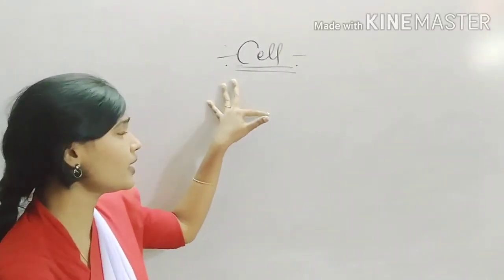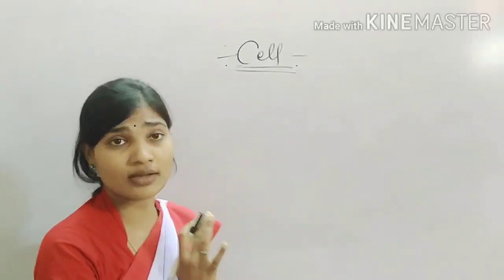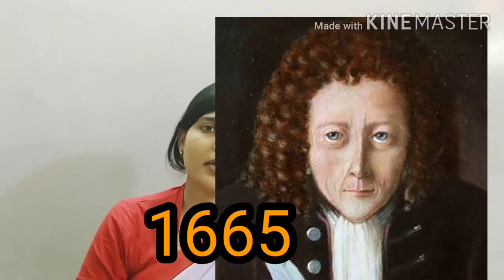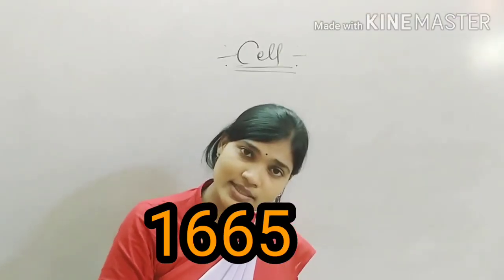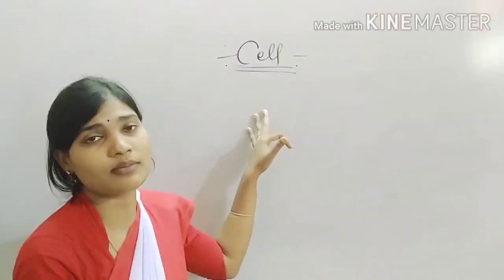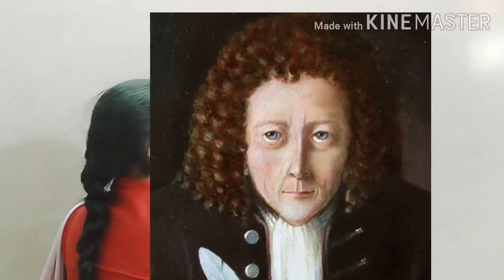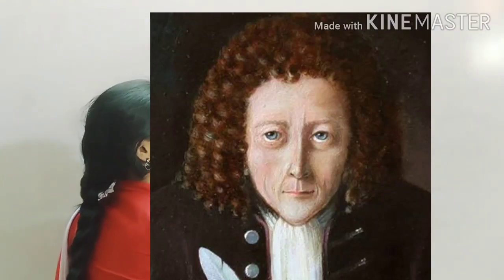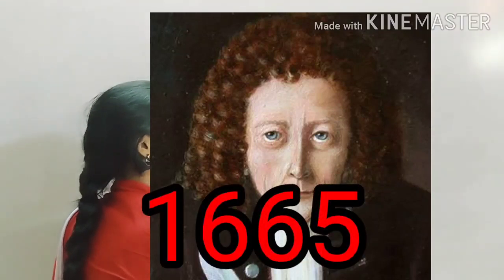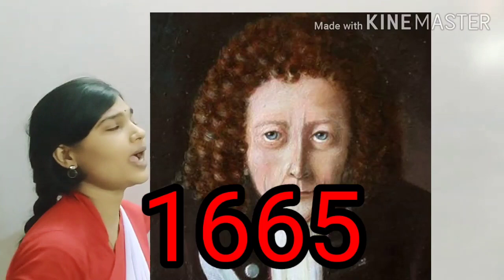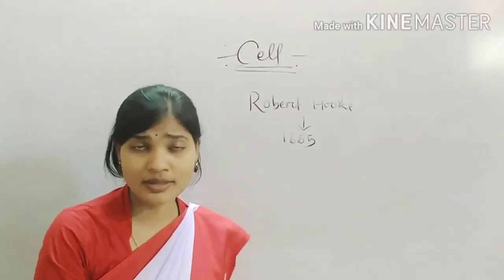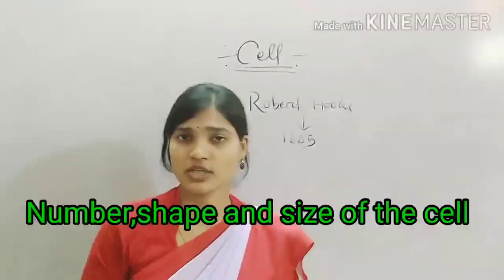Okay. After that, we discussed the discovery of the cell. We know that the scientist Robert Hooke discovered the cell in the year 1665. So who discovered the cell? The cell was discovered by the scientist Robert Hooke. In which year? In the year 1665.